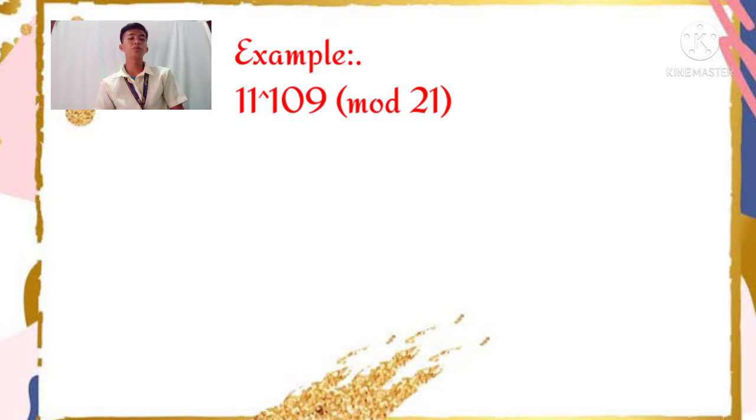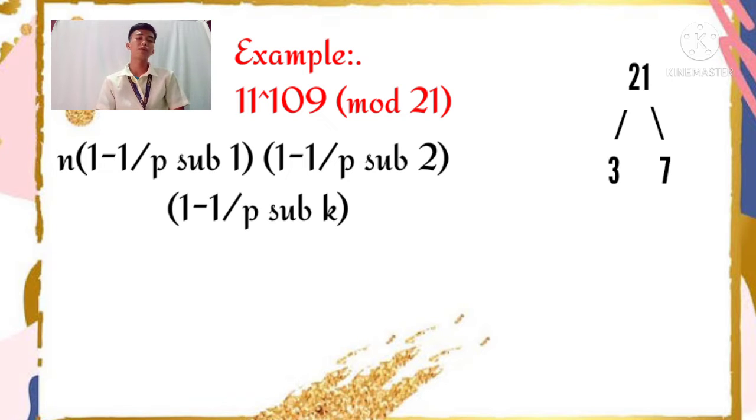The first thing we need to do is to get the factors of 21. The factors of 21 are 3 and 7. Because 3 and 7 are prime numbers, we use rule number 4. So, which is n times the quantity of 1 minus 1 divided by p sub 1, times the quantity of 1 minus 1 divided by p sub 2, times the quantity of 1 minus 1 divided by p sub k. Now, let's substitute the given variables.